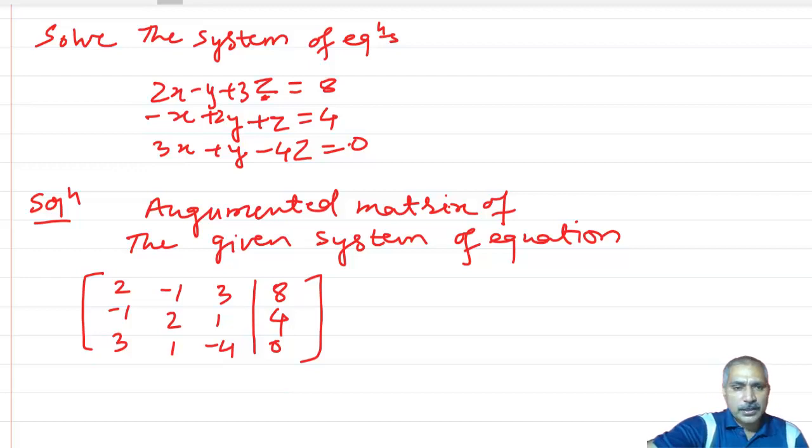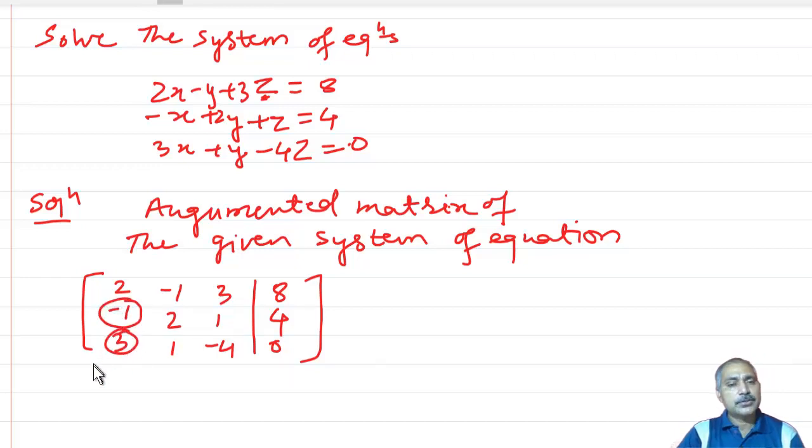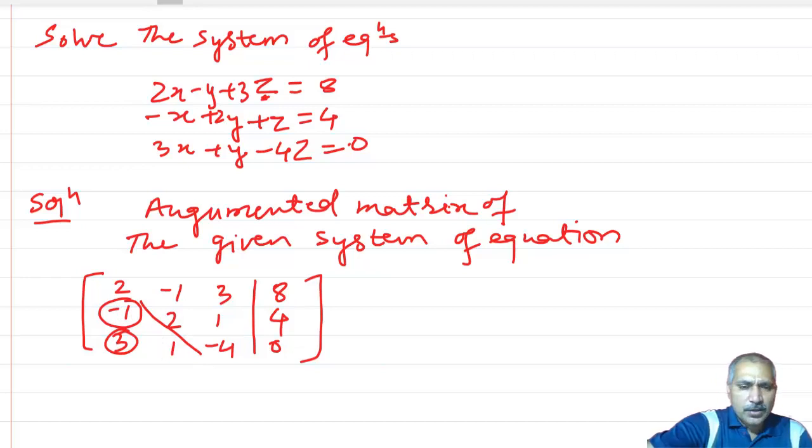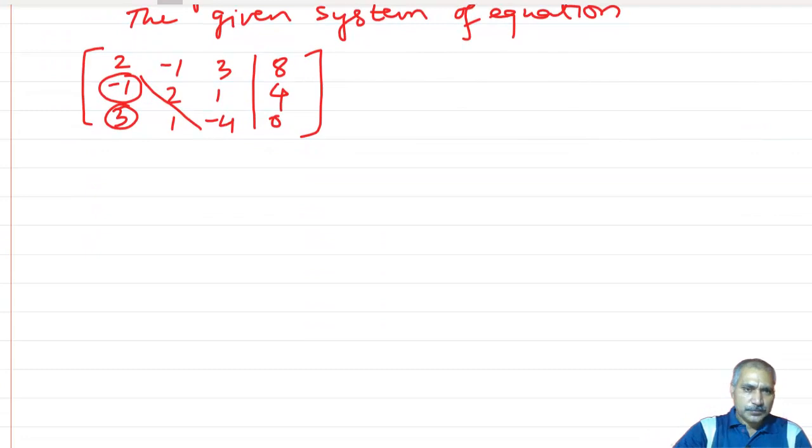Now to find the rank, we need to make this element and this element 0, because we need to convert that into echelon form. That means below the diagonal we have to make the elements 0. Here it is 2 and this one is minus 1. What we will be doing, we will take 2 times r2, it will become minus 2. We will add it with the corresponding element, that is 2. So we will add r1 to that.